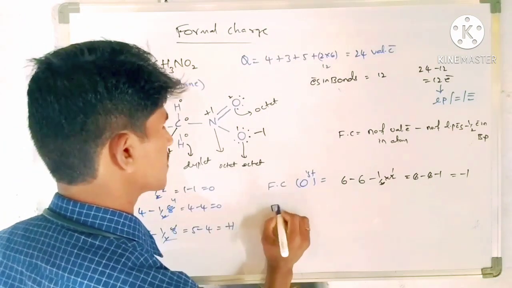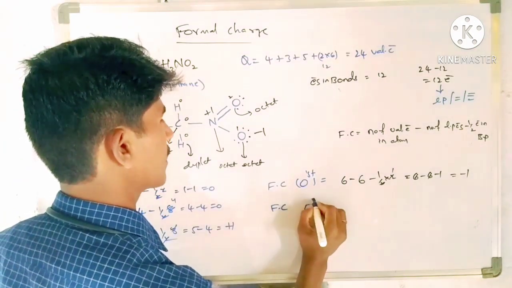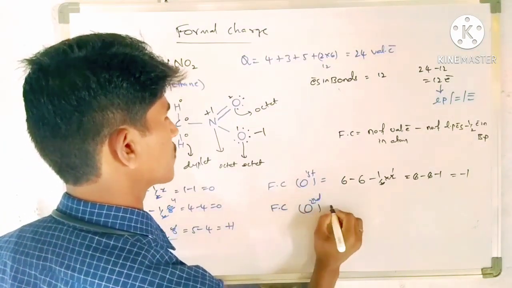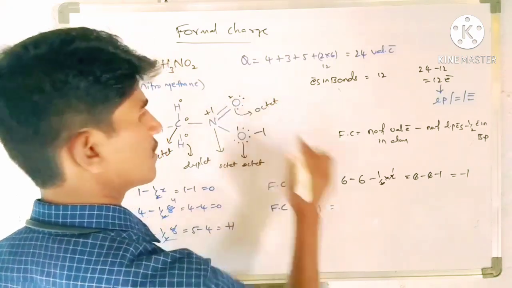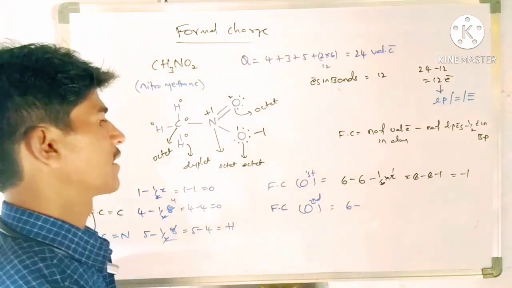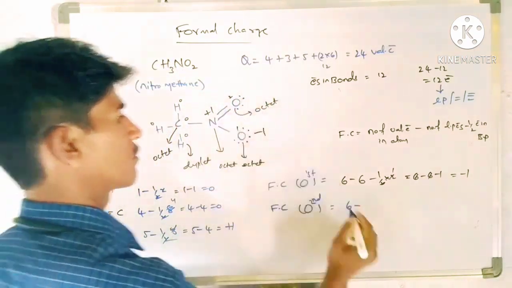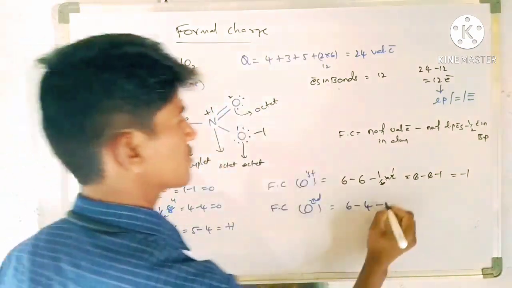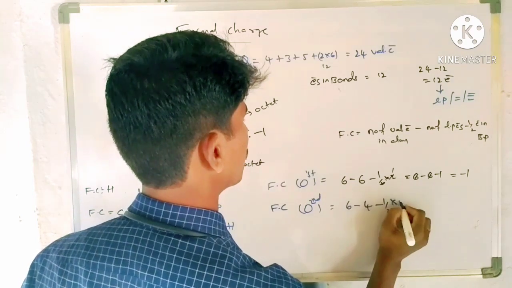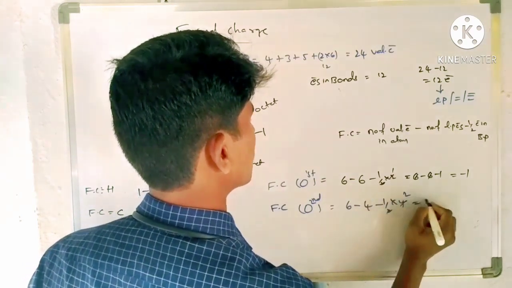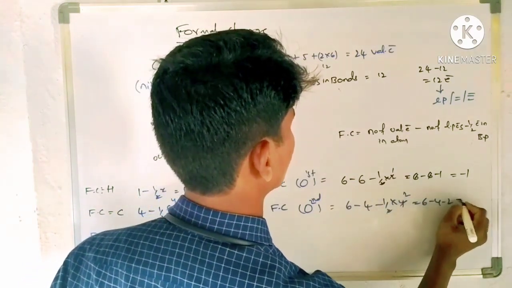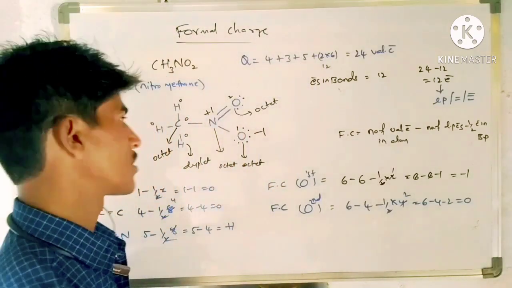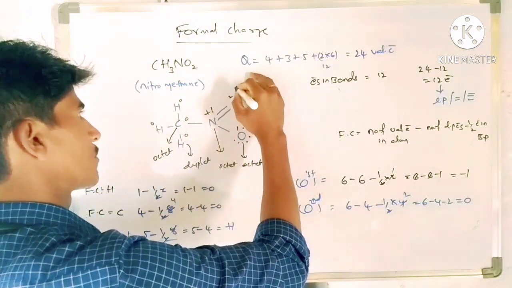Now the formal charge on the second oxygen. Valence electrons are 6, minus the lone pair electrons, 1, 2, 3, 4. 4 are the lone pair electrons. Minus the bonds, 1, 2, 3, 4. 4 electrons are in the bonds, so 1 by 2 into 4 is equal to 2. So 6 minus 4 minus 2 is equal to 0. The formal charge of this oxygen is 0.